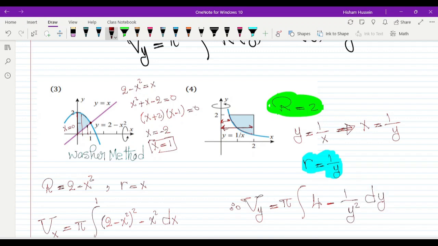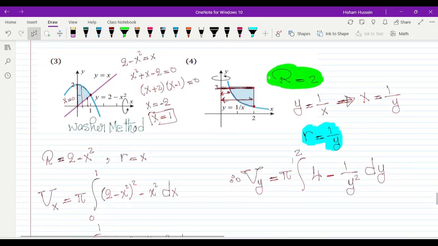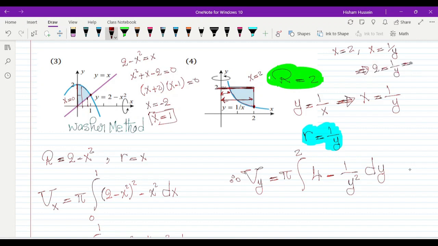Y is running from this point to this one. Clearly, the maximum y is 2. The smaller y is the intersection between x equals 2 and x equals 1 over y. So 2 equals 1 over y, which means y equals 1 over 2.